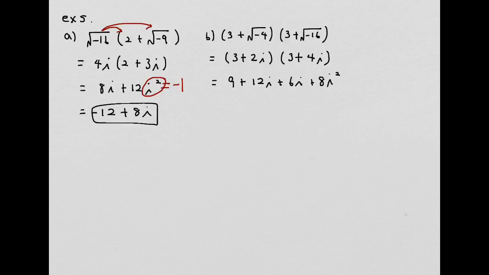And the last term, because you have i squared, will convert into negative 8. So then you have negative 8 with 9, which will be 1. 12i plus 6i is 18i, because you have these as like terms, right?